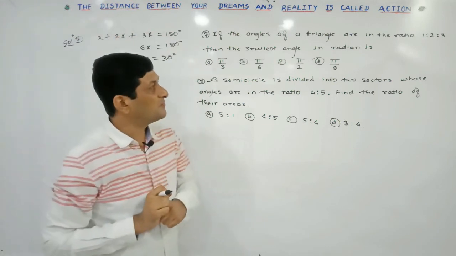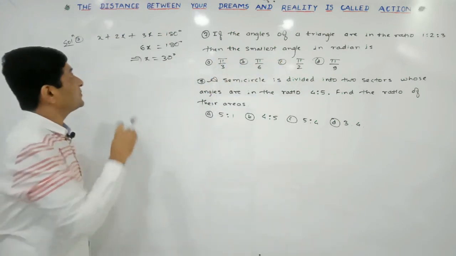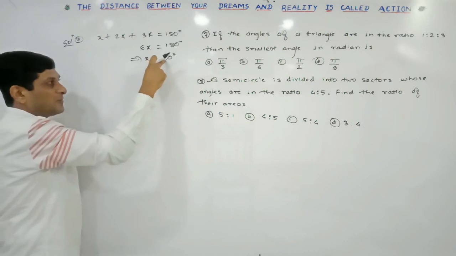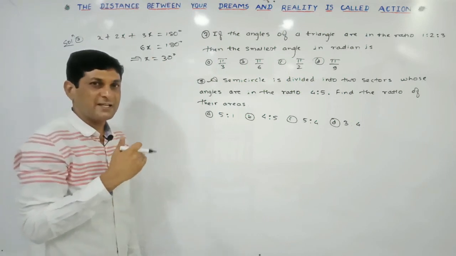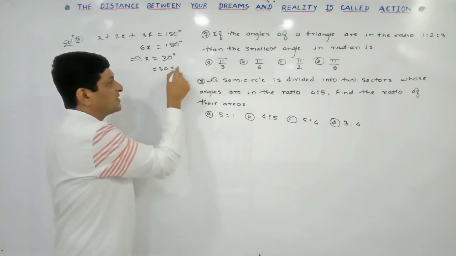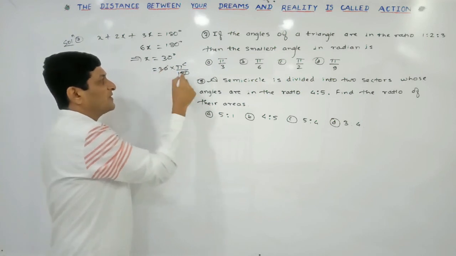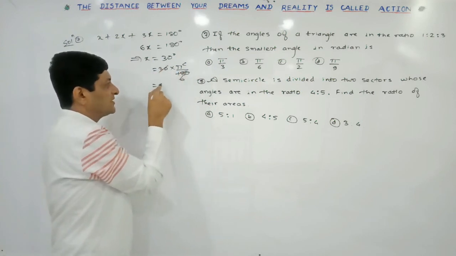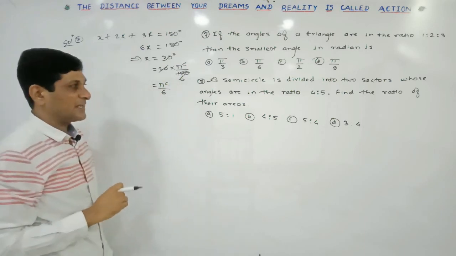Observe which value is required here. The smallest angle. So which is the smallest angle here? x, and the value of x is already known to us, but the question is to find out the smallest angle in radian. So we convert this degree measure into radian measure. For that purpose, multiply by pi by 180. So 30 1s are 30, 6 times 30 is 180. So what result have we got here? Pi radian upon 6 will be our required value.